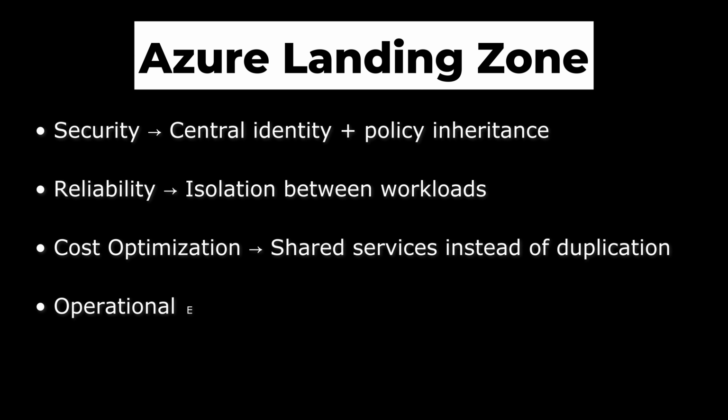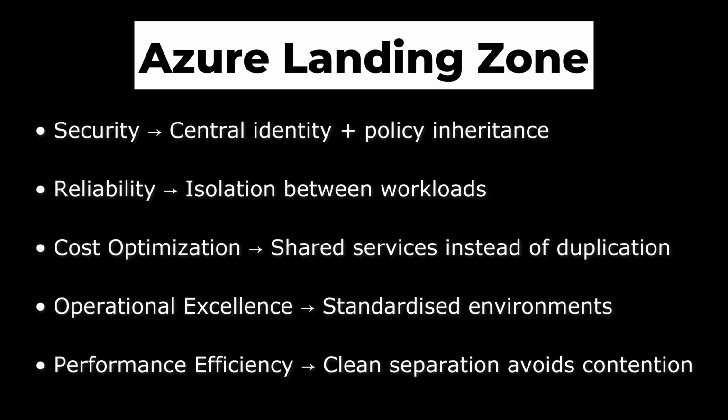This structure enforces security, where you have central identity and policy inheritance; reliability, isolation between workloads; cost optimization, shared services instead of duplication; operational excellence, standardized environments; performance efficiency, clean separation avoids contention. And inheritance. This is the hidden superpower.